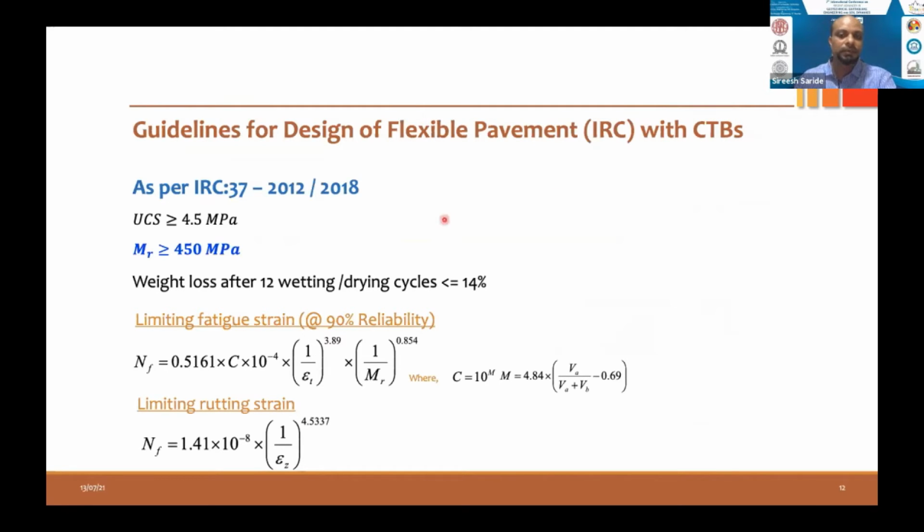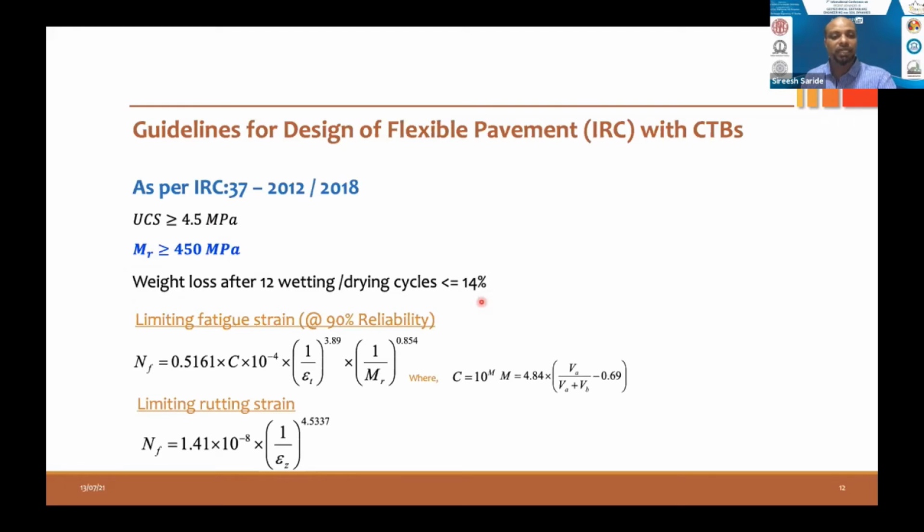So similar data can be considered, or conditions can be considered to design these mixes with fly ash and RAP. The code recommends that when CTBs are used in pavements, they have to have an unconfined compressive strength of 4.5 megapascal and a resilient modulus of about 450 megapascal. This is our interest, because the majority of these pavement designs are based on the resilient modulus values, and that's the topic for today's discussion. Apart from these, durability studies have to be conducted, and the weight loss after 12 wet dry cycles should be less than 14%.